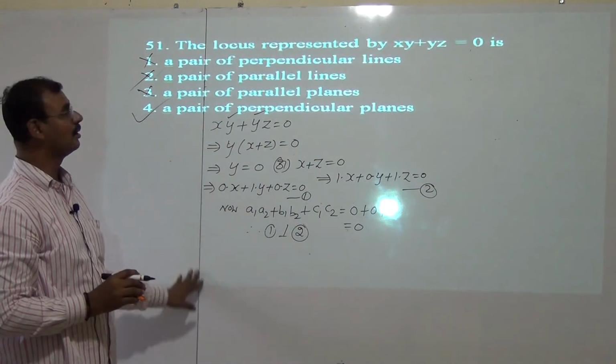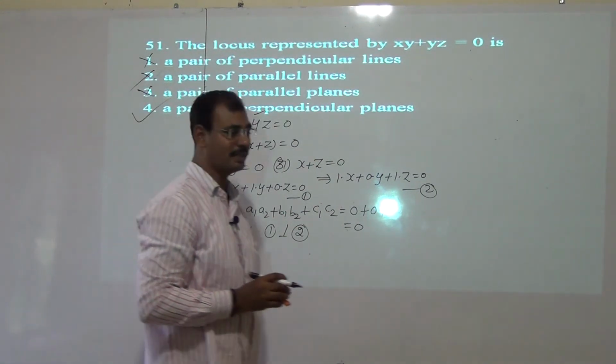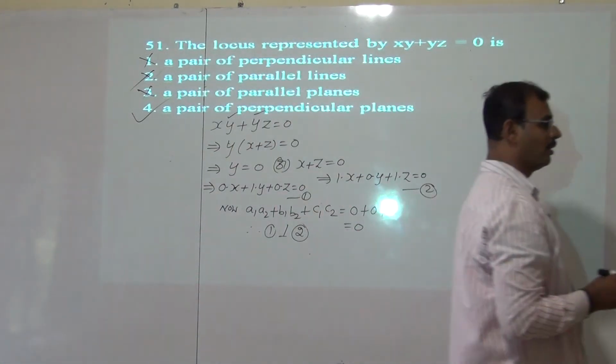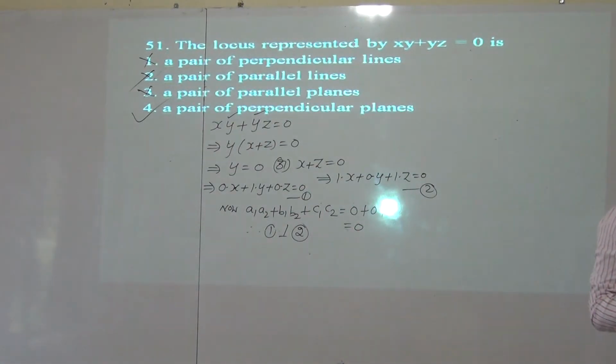Okay, so this is how we have to solve this problem. Planes are given. This locus is nothing but a pair of perpendicular planes.